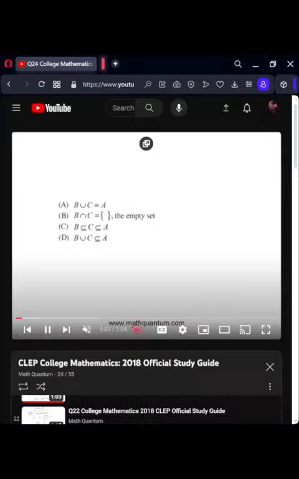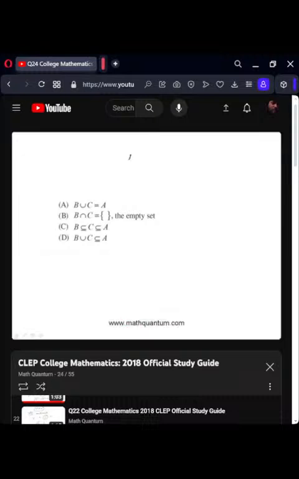Here we're told that A is a non-empty set and both B and C are subsets of A. The question is which of the following statements must be true. So I'll just start with all the choices. B union C is A. Well, not necessarily, because you could have elements in A that are not present in either B or C. Is B intersection C the empty set? That would be only if they were identical.